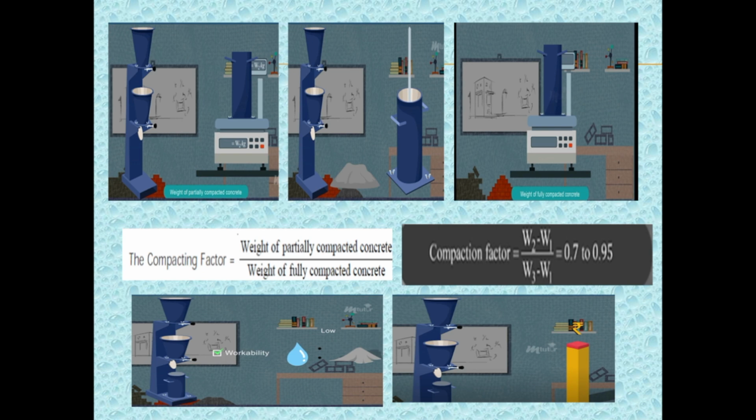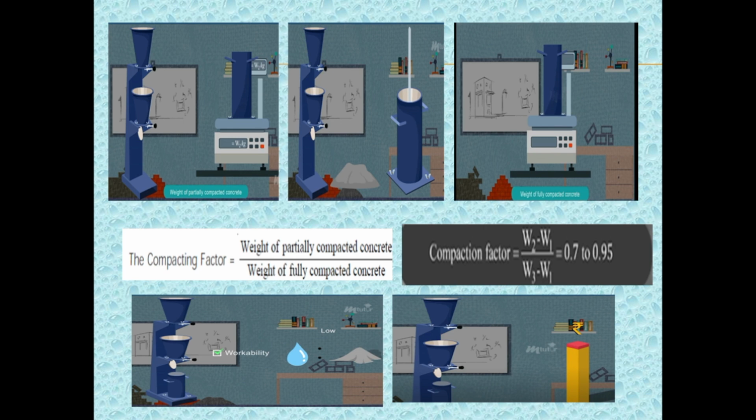Then the cylinder is emptied and concrete sample is filled again in 3 layers. Each layer is compacted by giving 25 blows using the tamping rod. Now the concrete inside the cylinder is fully compacted. Weight of the cylinder with fully compacted concrete is measured as W3. Compaction factor can be determined by using the formula: compaction factor is equal to the ratio of the weight of the partially compacted concrete to that of the fully compacted concrete. The value of compaction factor varies from 0.7 to 0.95 based on the workability of concrete.